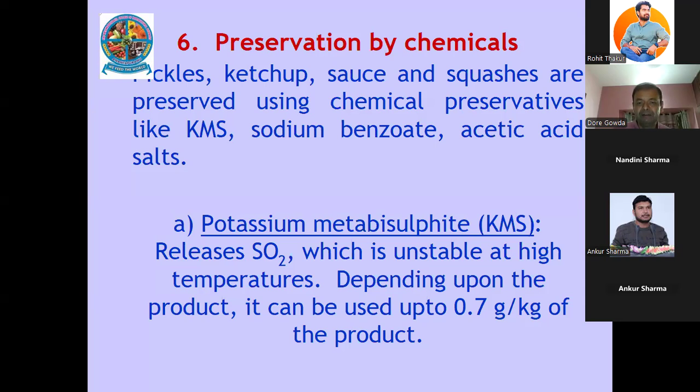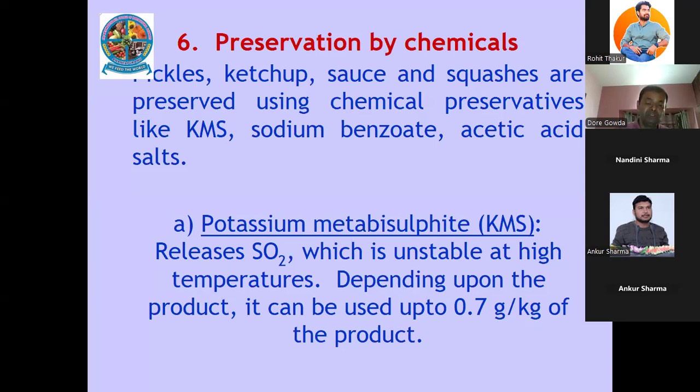But then you may ask, why can't we add sulfur dioxide itself directly to the product? Because sulfur dioxide is a gas. It is not easy to incorporate it into the juice or fresh fruit or vegetable. It will escape. So that's why we are using potassium metabisulfite, which ultimately releases sulfur dioxide in the product, which acts as a preservative.